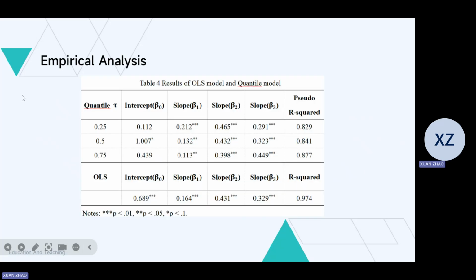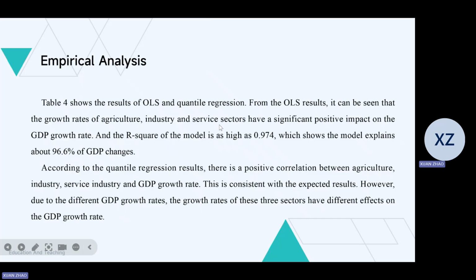And Table 4 shows the results of OLS and the quantile regression. From the OLS results, it can be seen that the growth rates of agriculture, industry, and the service sectors have a significant positive impact on the GDP growth rate, and the R-square of the model is as high as 0.974, which shows the model explains about 96.6% of GDP changes. And according to the quantile regression results, there is a positive correlation between the agriculture, industry, service industry, and the GDP growth rate. This is consistent with the expected results.